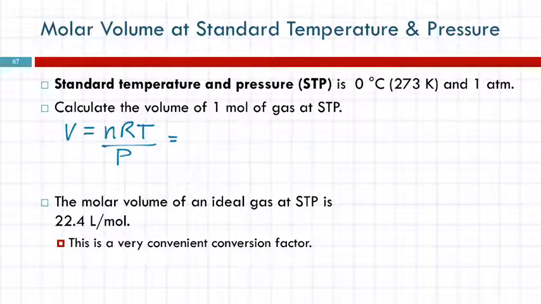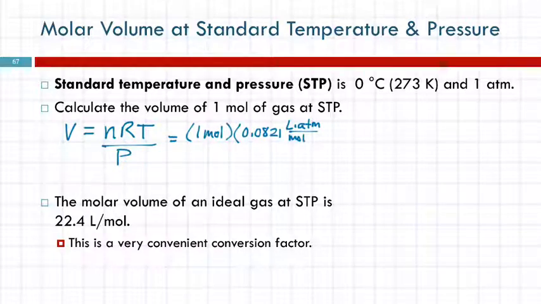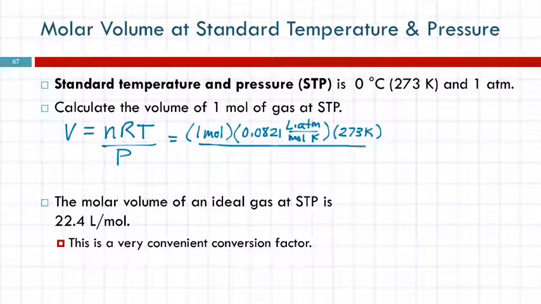Well, what's n? 1 mole, because we decided that we want to find the volume of 1 mole. R is always the same, 0.0821 liter atmospheres per mole Kelvin. The temperature, see, if we did this in Celsius, we'd end up with a volume of 0, no matter how many moles of gas we use. So that's not cool. We always need to use Kelvin for these calculations with gases. So 273 Kelvin. The pressure is 1 atmosphere, so we divide by 1 atmosphere.